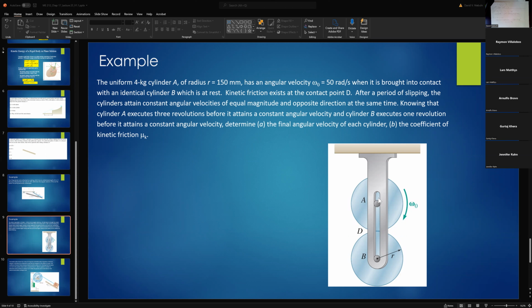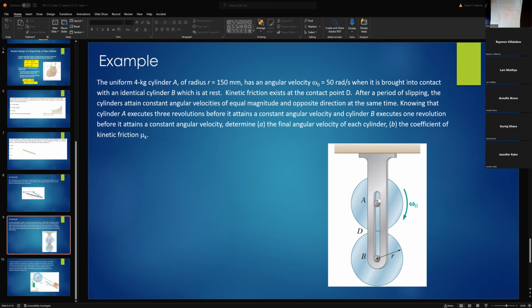Here we have a 4 kilogram cylinder, radius of 0.15 meters. We're giving it an initial angular velocity, omega naught. We know that that 50 rads per second is all the initial energy you have in the system. Now suddenly you bring it into contact with B. As you can imagine, when it hits B, the first thing it's going to do is slide. There's going to be friction between the two surfaces.